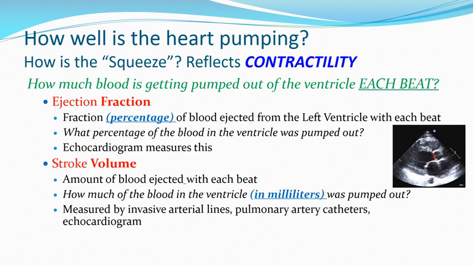So in addition to ejection fraction, we can also measure what's called a stroke volume. So the key word here is volume. Thus, we aren't measuring a percentage anymore.